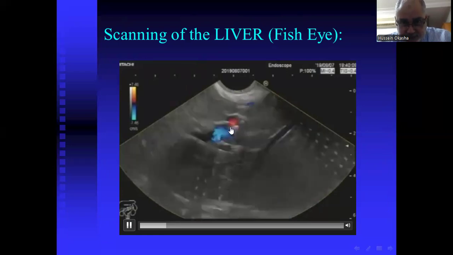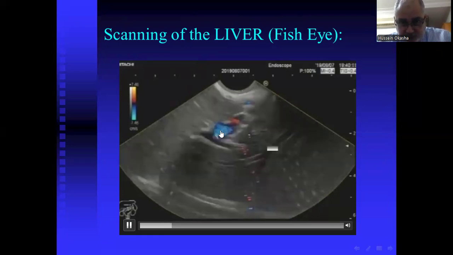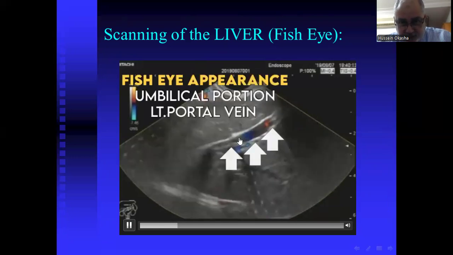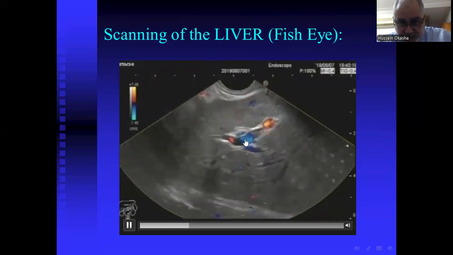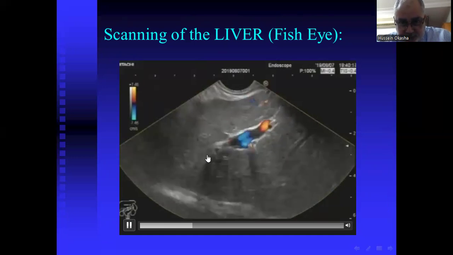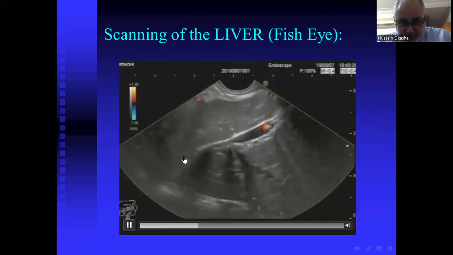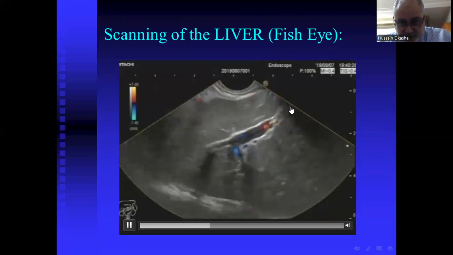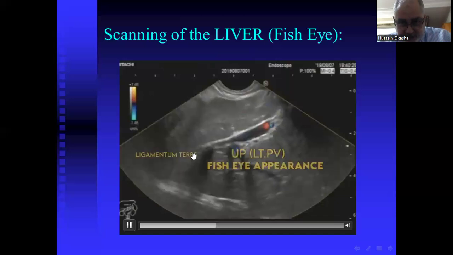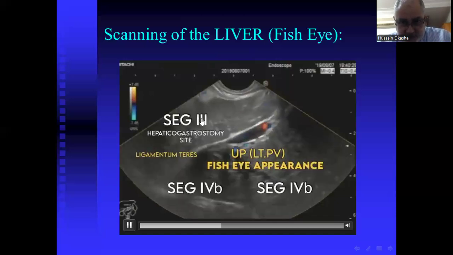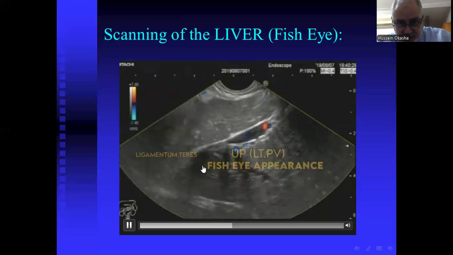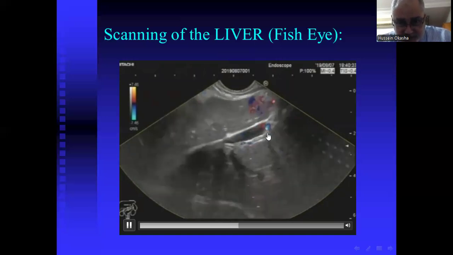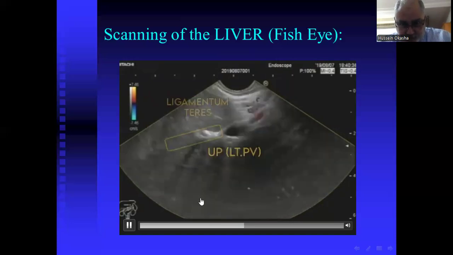And here we can find the umbilical portion of the left portal vein with its fish eye appearance. By pushing the echo endoscope a little bit, we can see another ligament, the ligamentum teres, to the left side of the screen, and the ligamentum venosum to the right side of the screen. Here we can see segment 3 above, which is the best segment for hepatogastroscopy, and segment 4B is a large segment behind, or deeper to, the ligamentum teres and the umbilical portion of the left portal vein.